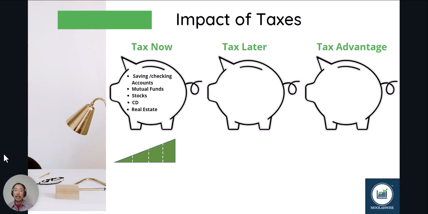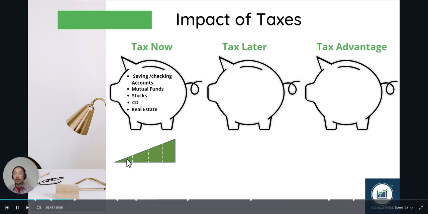In the first bucket, tax now, are accounts like savings accounts, checking accounts, mutual funds, stocks, cash deposits, and real estate. Basically, whatever gains you have in these accounts, you have to pay Uncle Sam taxes on every single year. And as these amounts get bigger, the amount that you pay to Uncle Sam also gets bigger. It's depicted by this graph.